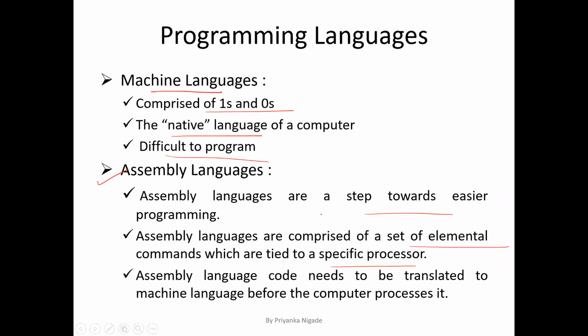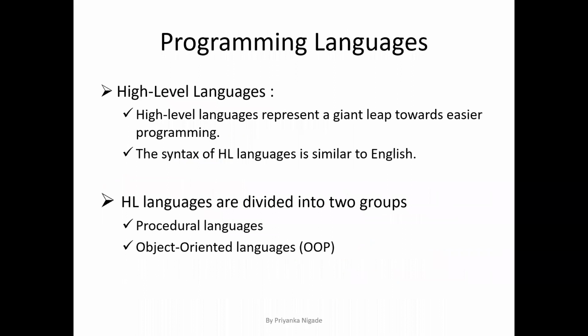And that is the reason we are using compiler, interpreter, and assembler. Assembly language code needs to be translated to machine language before the computer processes it, and here we can follow the assembler. Okay. Now guys, we have the high level programming languages.